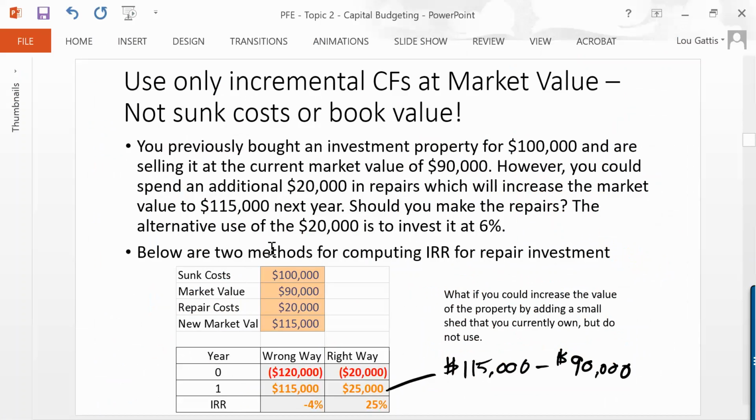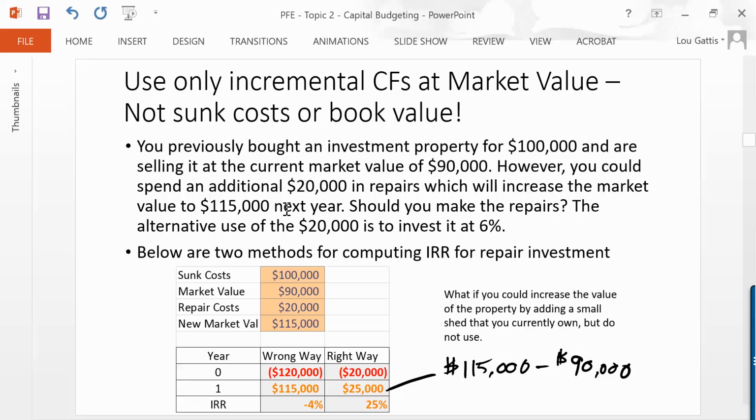Next thing I want to talk about, we're not going to actually build this model, but say you bought a piece of land or a property for $100,000 years ago. However, it's only worth $90,000 today, and you're thinking about selling it. Now, if you just sell it today, you'll get $90,000. However, if you spend $20,000, it'll be worth $115,000, which is $25,000 more.